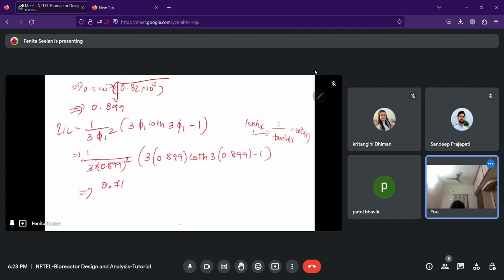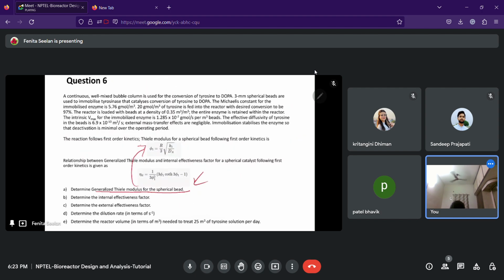So this is 7.71. Now we have to determine the external effectiveness factor. If you look at the question, external mass transfer effects are negligible, it's given. So if we consider the external mass transfer as negligible, then your external effectiveness factor, which is eta e, is going to be 1.